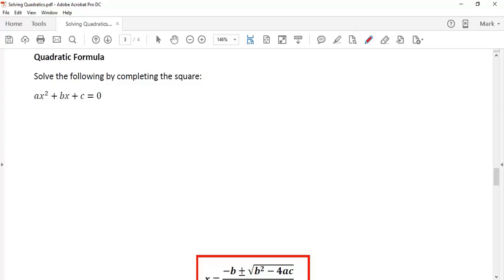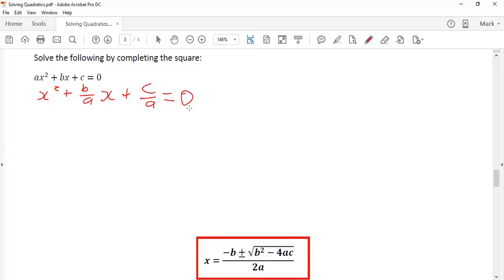So remember, the first step is, because it's not monic, you want to divide through by a. So your first step is going to be x squared plus b over a x plus c over a equals 0. So yeah, I want to give you guys time to do it, so you can pause the video and then try and complete the square to get the result shown below. So yeah, I'll show you the answer soon.